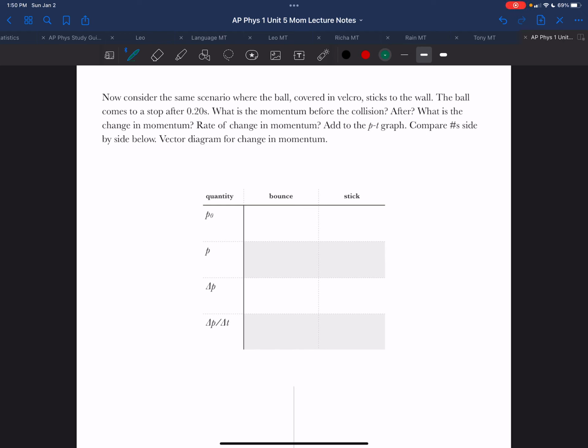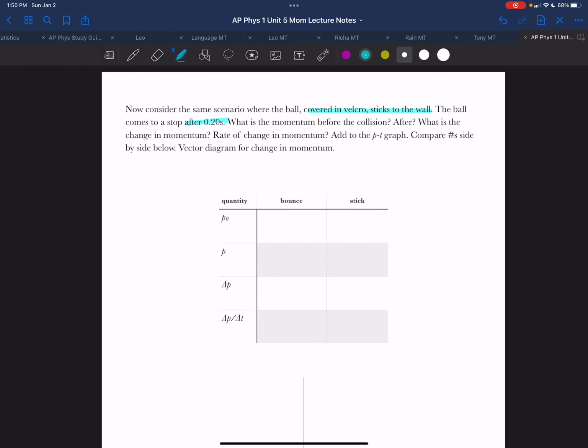In part 2 of this segment, we are going to consider the same ball colliding with the wall, but instead of it bouncing off the wall, it is covered in Velcro and it sticks to the wall. It comes to a stop after 0.2 seconds. What is the momentum before, after, change in momentum, rate of change in momentum?